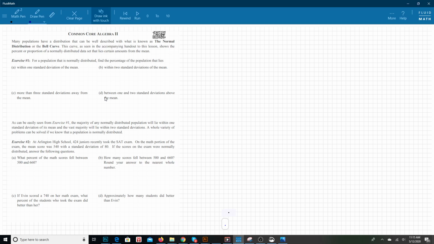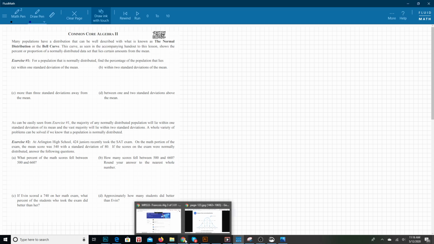This curve, as seen in the accompanying handout to this lesson, shows the percent or proportion of a normally distributed data set that lies a certain amount from the mean. For a population that is normally distributed, find the percentage of the population that lies within 1 standard deviation of the mean. Okay, so now let me just take you guys to this one chart right here.